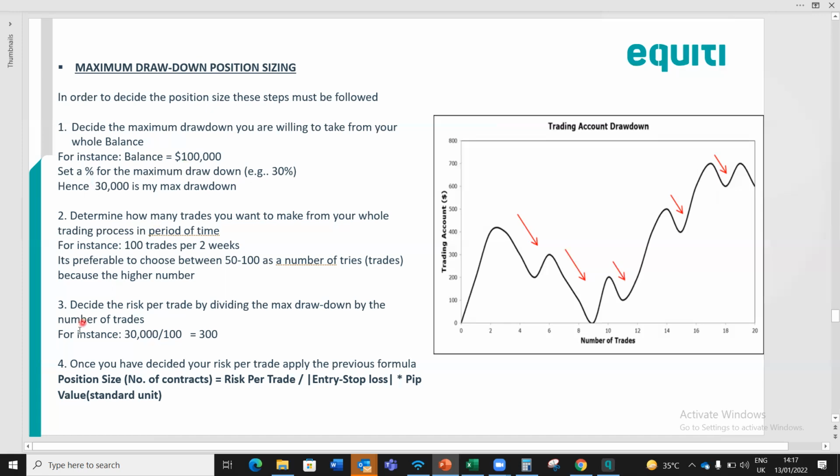So we want to take 100 trades with a 30% maximum drawdown exposure of our total trading capital. The number three step is to decide the risk per trade by dividing the maximum drawdown by the number of trades. So we've decided on 100 trades and a $30,000 maximum drawdown. So it's $30,000 divided by 100. That gives us $300. It simply means we have $300 of our account to risk per trade should we want to take 100 trades.